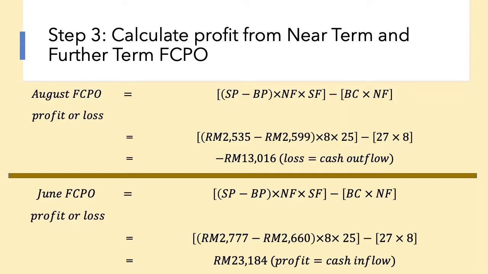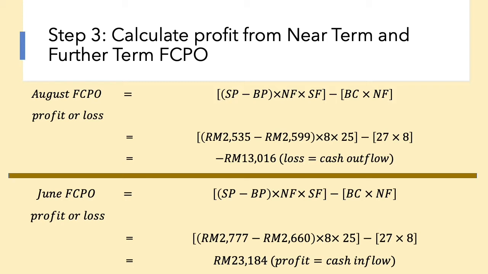Step number 3, you need to calculate profit from near term and further term FCPO. In this example, we use FCPO contract. So we need to use the formula profit and loss for FCPO, which is selling price minus buying price times number of contract times size of contract minus broker's commission times number of contract. Selling price and buying price for August and June contract, you need to refer to your spread table.